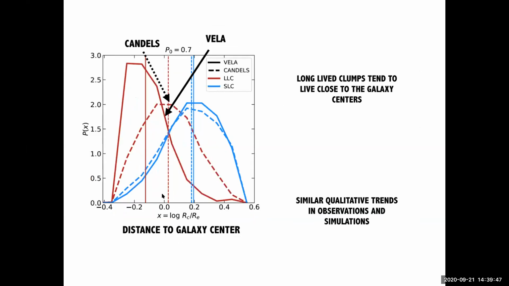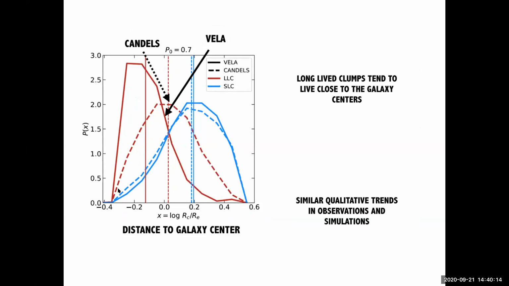This is about to be submitted, so it's still work in progress. The other thing we looked at is the distribution of long-lived and short-lived clumps as a function of the distance to the galaxy center. Again, you see some interesting trends. Short-lived clumps, here in blue, tend to be in the outskirts of the galaxy, and long-lived clumps tend to be close to the center.